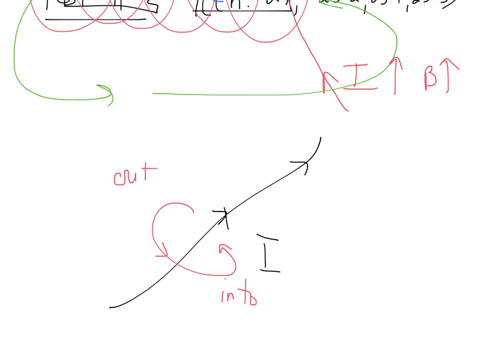Let's see. We talked about soft and hard magnetic materials, and it's still chapter 21. Soft and hard magnetic materials. What was the idea behind a soft and a hard magnetic material?